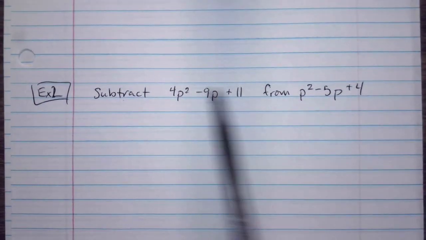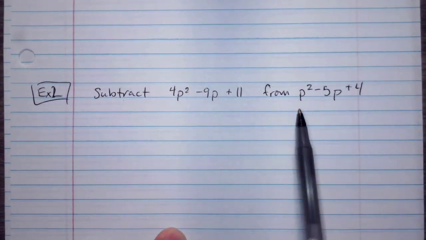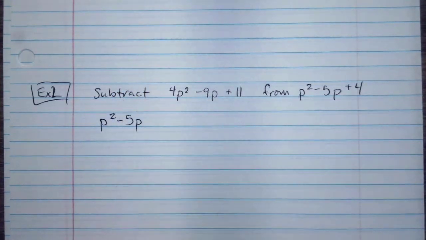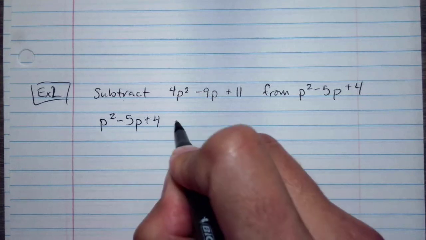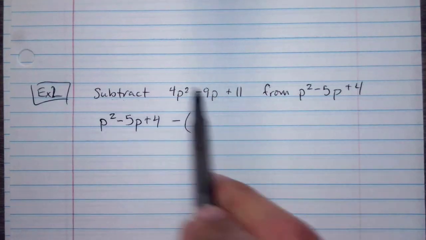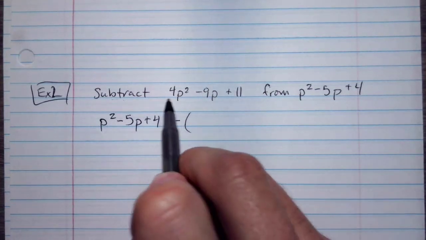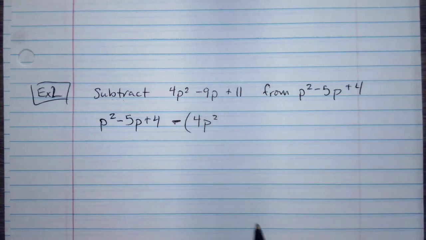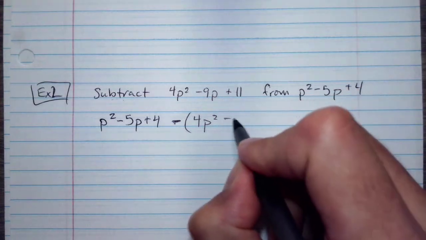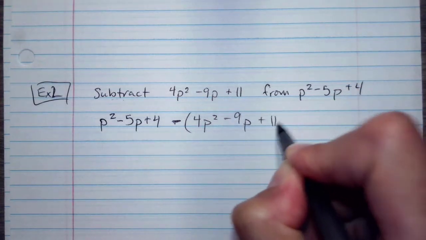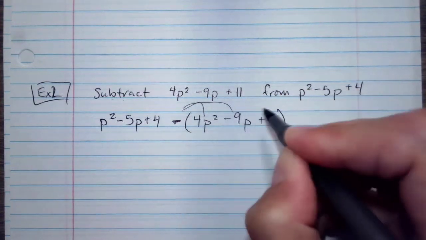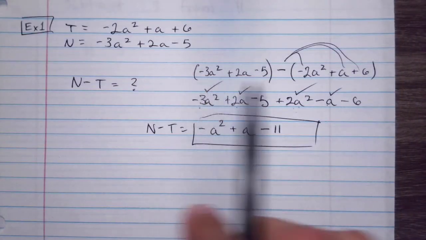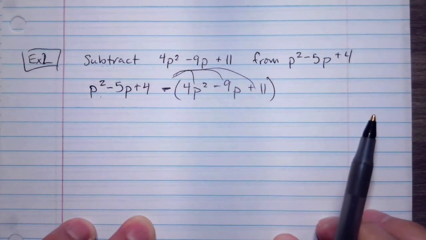Subtract this one from this, which means I'm going to write the second one first. So p squared minus 5p plus 4 minus, so subtract this. Subtract 4p squared, that's still minus, not a division. P squared minus 9p plus 11. Once we distribute, I didn't write the parentheses on this one because it was the same case here where we're not having anything to distribute, so we don't need it.